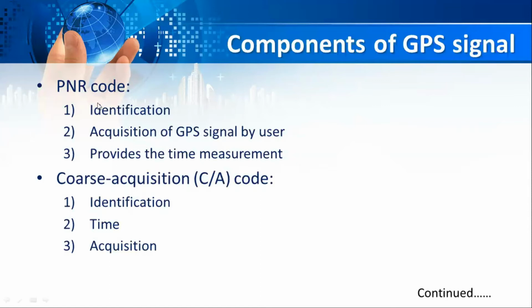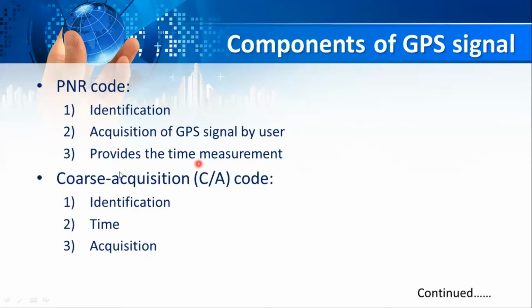And what is the work of this PRN code? It helps in the identification of the satellite, and it also helps in the acquisition of the GPS signal by the user. Whatever signal is coming, it helps in acquisition of that GPS signal, and it also provides time measurement. So using this PRN code, we can get the time measurement.